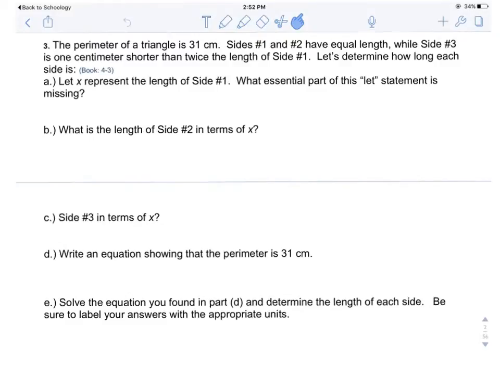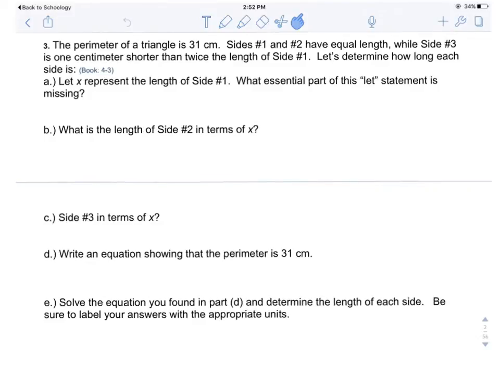This screencast is on let statements. We are going to take a look at problem 3 from the chapter 3 note packet, and we are told that the perimeter of a triangle is 31 centimeters. Sides 1 and 2 are equal length, while side 3 is 1 centimeter shorter than twice the length of side 1. Let's determine how long each side is.